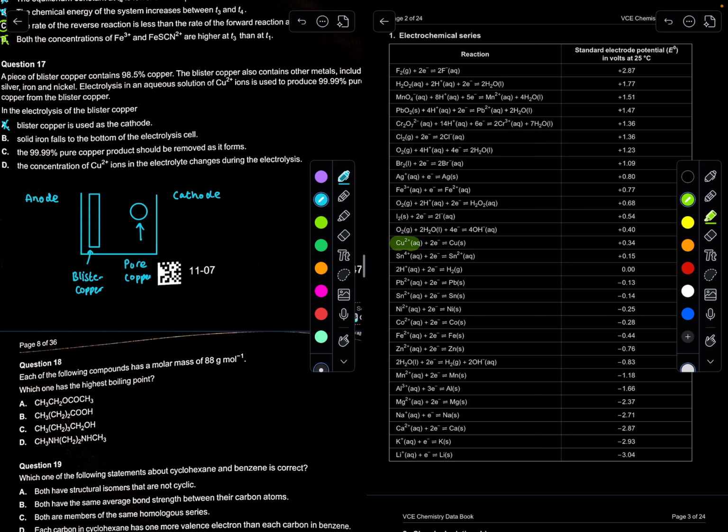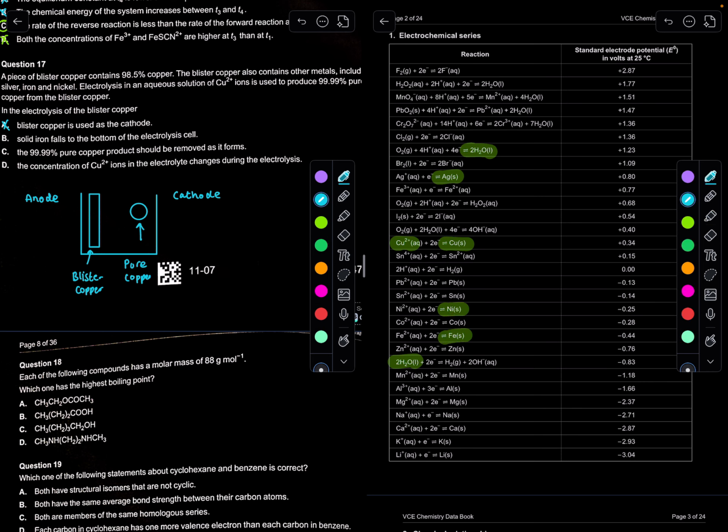So we have copper solid and also ions. We also had water, so don't forget water. We also had what else? Of course, silver, which is Ag, nickel, iron, all solid. So all of these here.